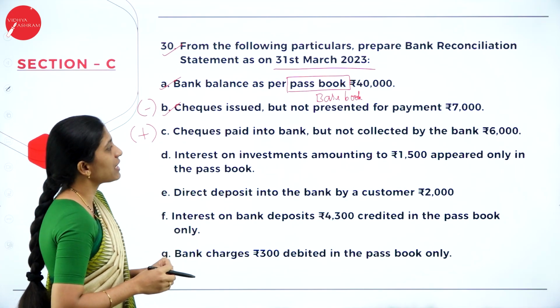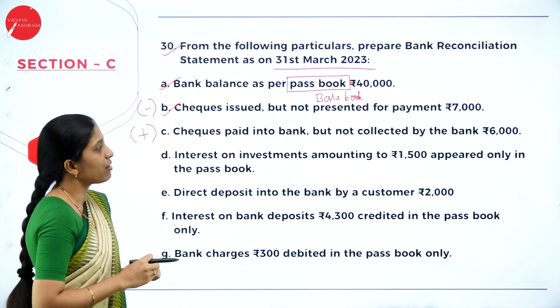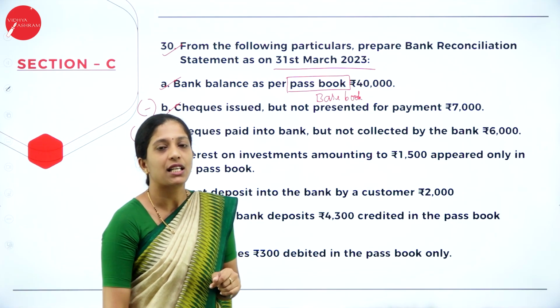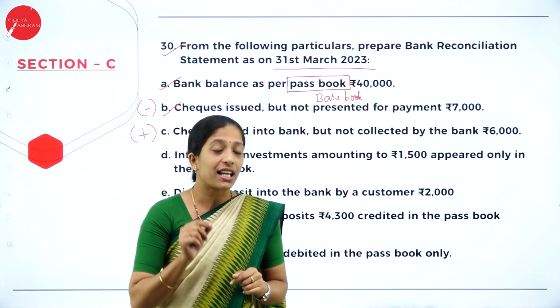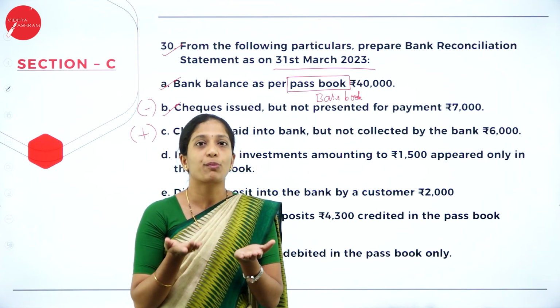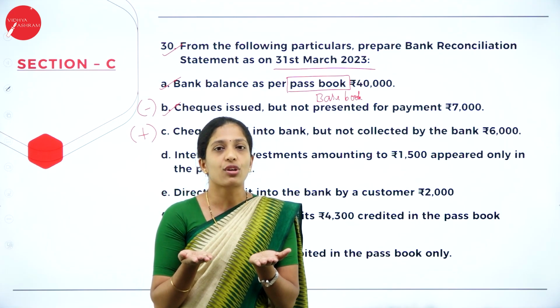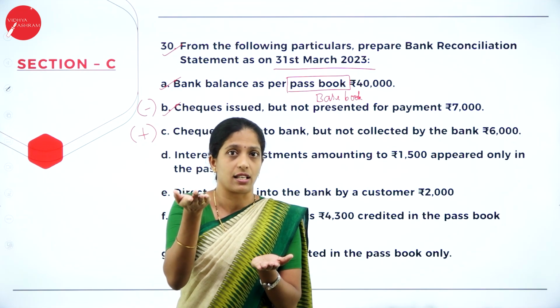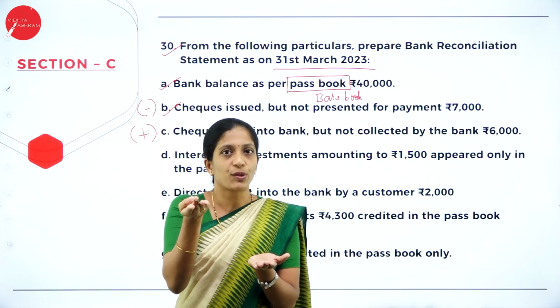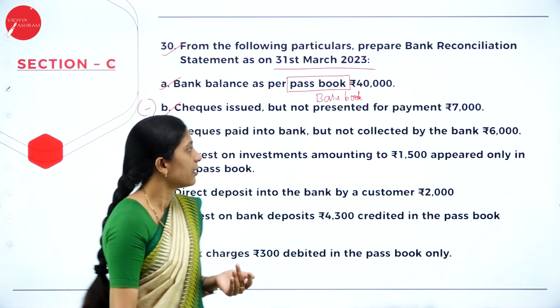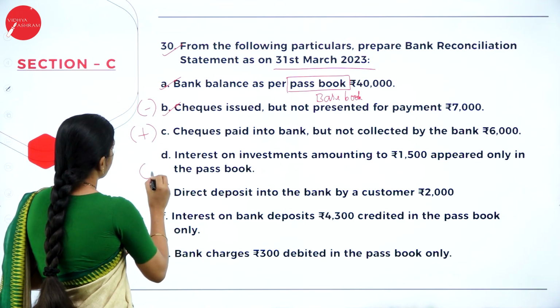Next, interest on investment amounting to rupees 1,500 appeared only in the passbook. So interest on investment is what? It is an income. But where it has been appeared? Only in the passbook. Now this is cash book, this is passbook, base is what? Cash book. Interest on investment appeared only in passbook. In the sense, passbook balance have increased. Now which is my base? Passbook is my base. So I have to adjust to cash book. So what I have to do? Minus. So this is minus.